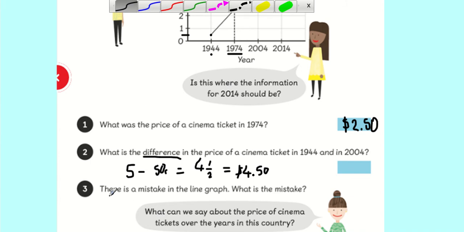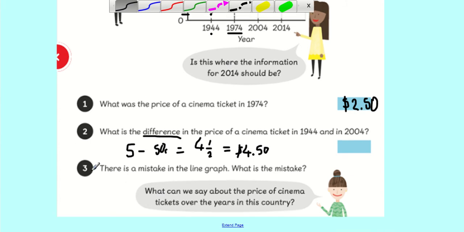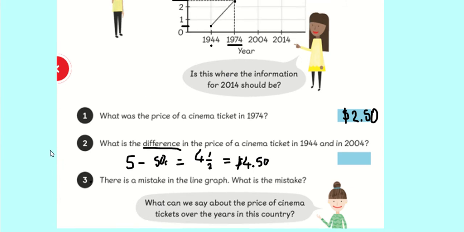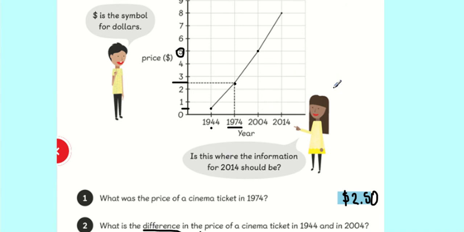So there is a mistake in the line graph. What is the mistake? We've got a bit of helpful information here. Let's look at our scale. 1944, 1974, 2004, 2014. Is this where the information for 2014 should be? Let's look at the gap.